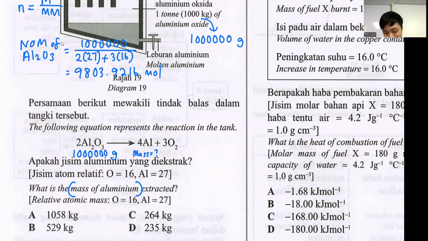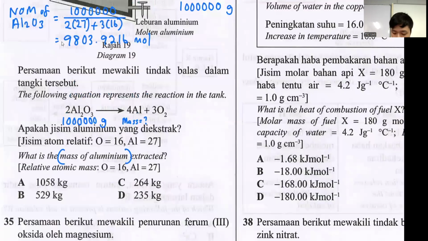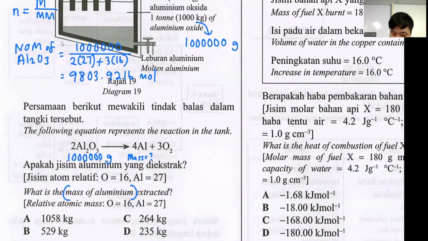So then you do ratio. Ratio means 2 to 4 from the equation. So it means if you got 2 moles of aluminum oxide, you will get 4 moles of aluminum from the equation. Then if you got 9803.9216 mole of aluminum oxide, then what do you get?